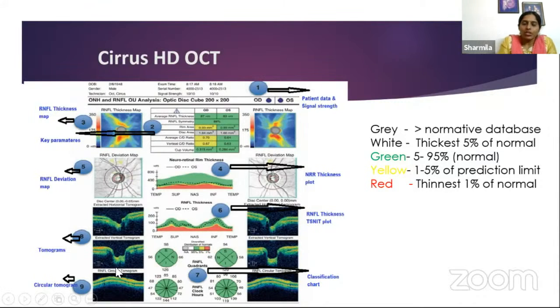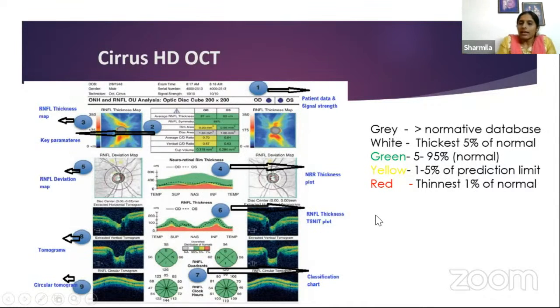And then you have 3 images on either side, which are tomogram images, the horizontal tomogram or the vertical tomogram. It basically shows that the machine has aligned to the RNFL layers, that is the superior or the inferior. It is also very important to identify any segmentation errors or truncation. And lastly, there is a circular tomogram, which shows any vitreoretinal interface problems.